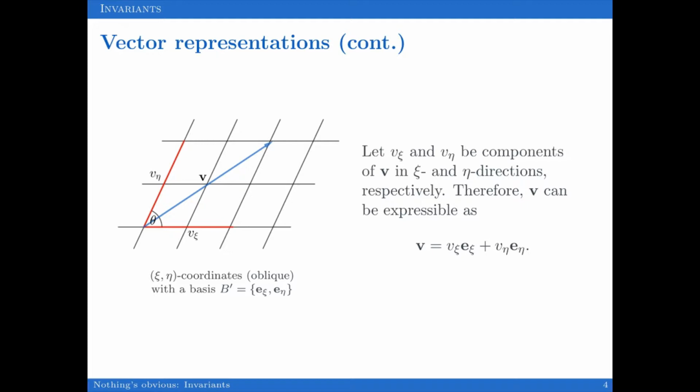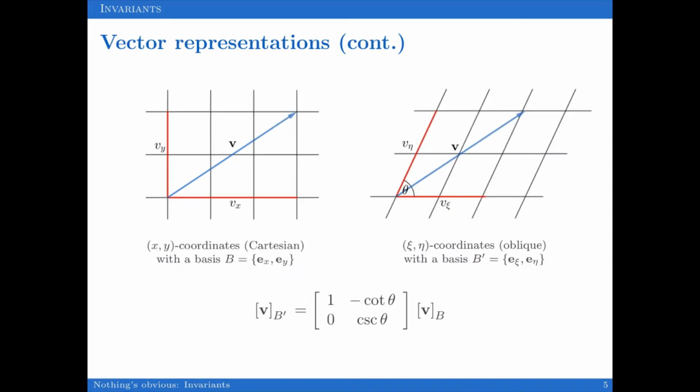So how can they relate to each other? One may ask that. We can associate the components with a matrix called the transition matrix, or change of basis matrix. And so the components in the xy coordinate system can be mapped to the new coordinate system psi-eta by this formula.